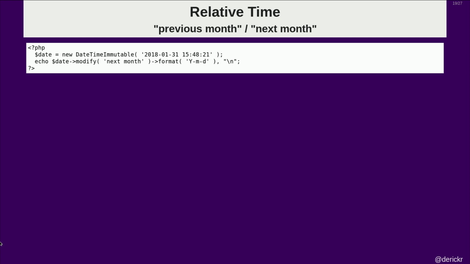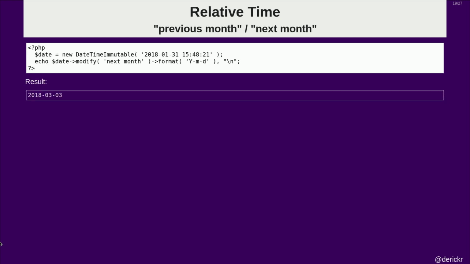So relative time, this gets a bit complicated. Modify, instead of applying an interval, can use this string, as she's shown you before. So say it is January 31st, 2018, and we say next month. What is the output here? What is the year, month, and day that you get out of this? I need some maths. February 1st, I hear, or 2nd of March. Anybody know the correct answer? It's the 3rd of March.